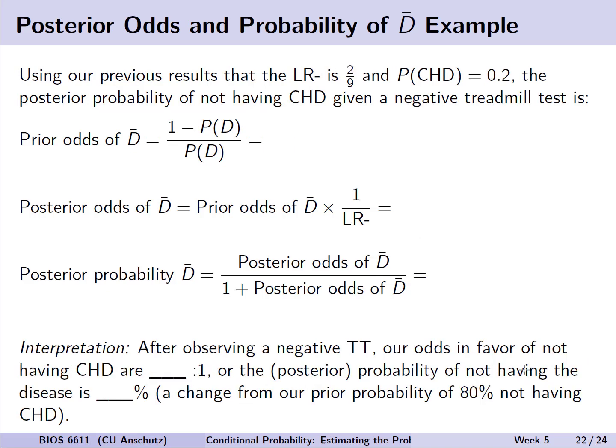Likewise, we have an example here for calculating the posterior odds and corresponding probability of not having the disease. So I'll give you a second here to pause the video before we work through it together.